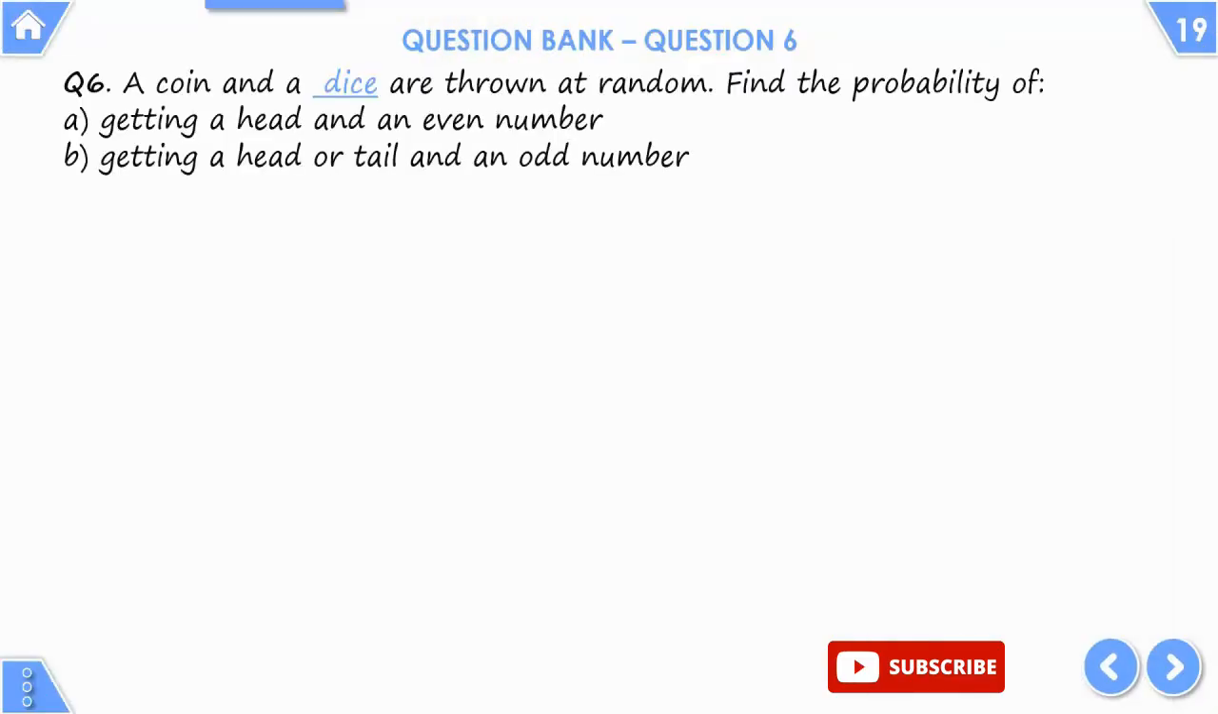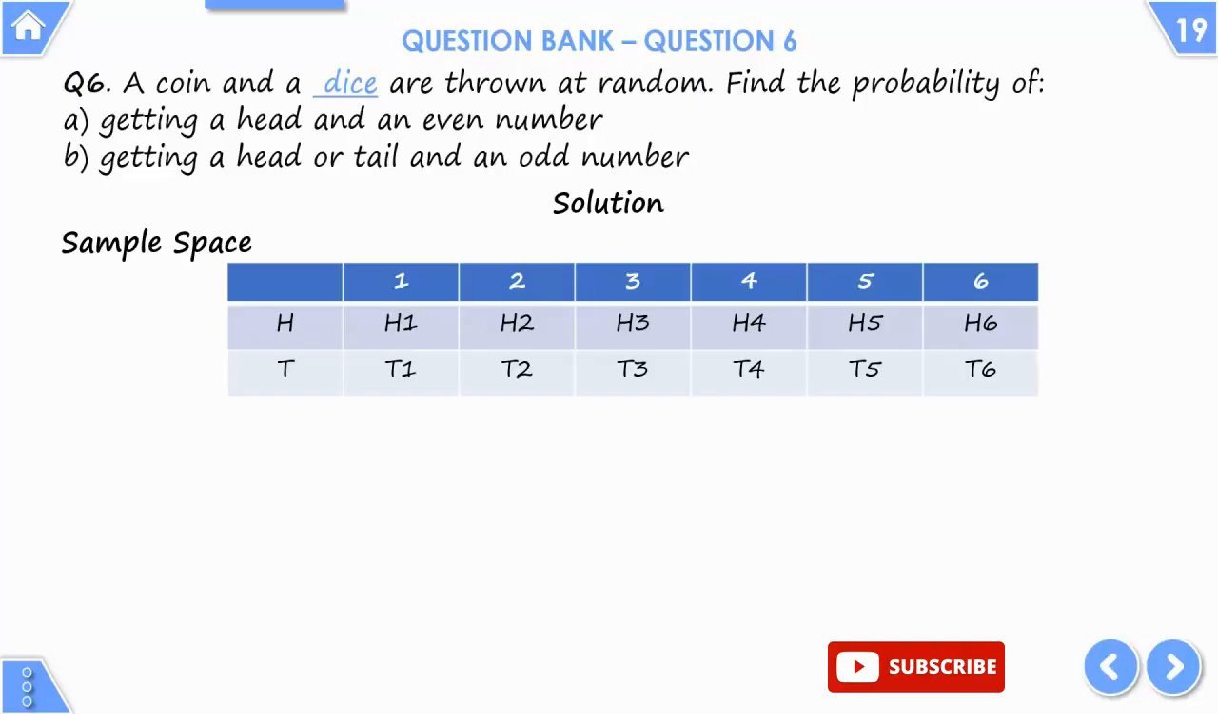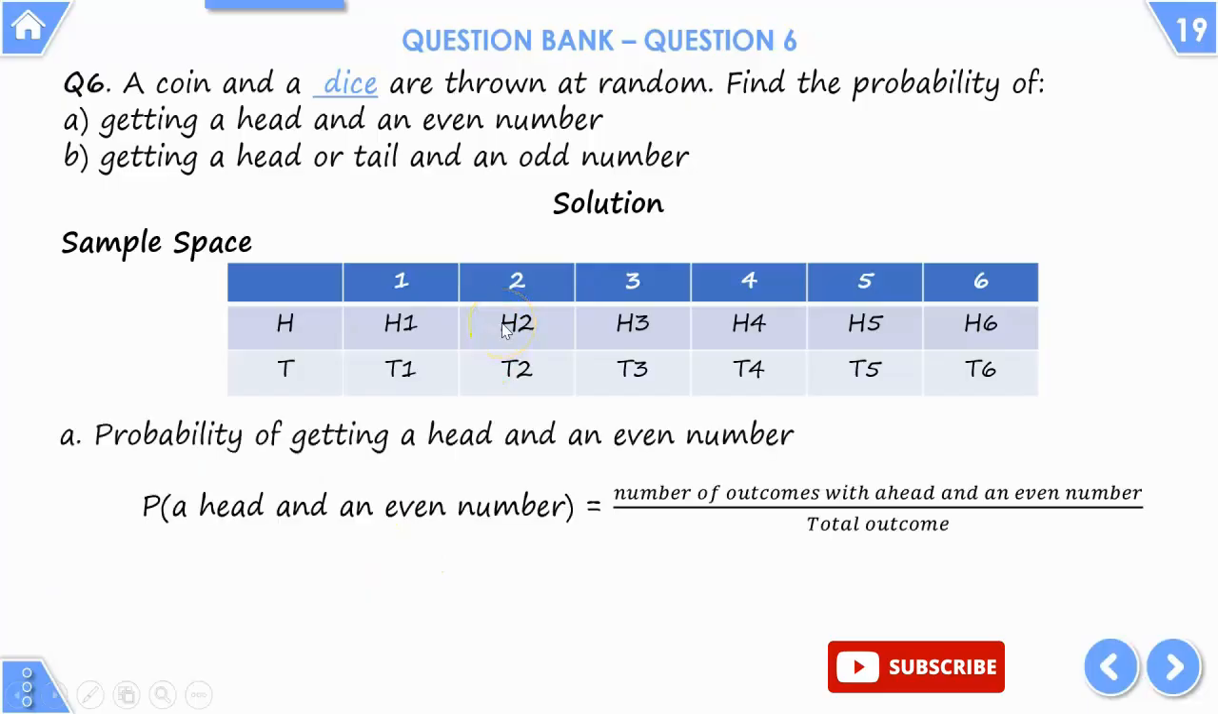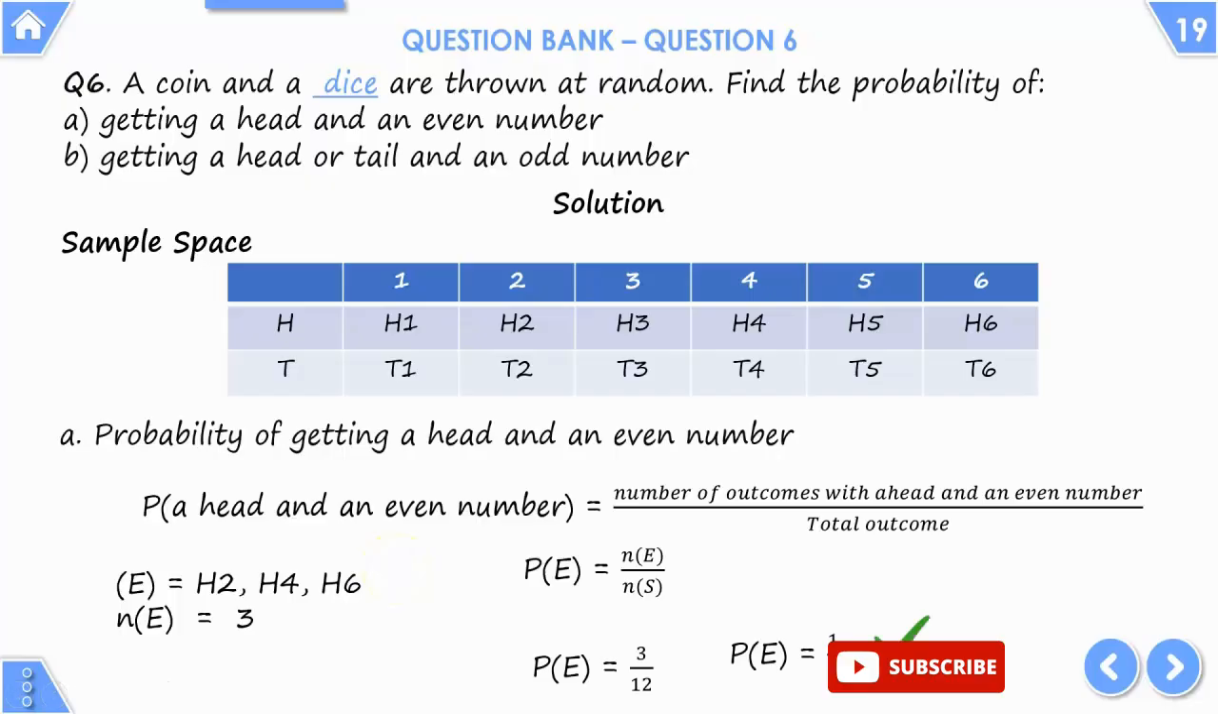Question 6. A coin and a die are thrown at random. Find the probability of getting A, a head and an even number. B, getting a head or tail and an odd number. So this is going to be the sample space for throwing a coin and a die. You know it already if you follow the course. You combine the die and the coin, then the sample space has 12 points, right? And he's saying getting a head and an even number. So those with head and even number are head 2, head 4, head 6. These are 3. So 3 out of 12, 1 out of 4 is the answer.